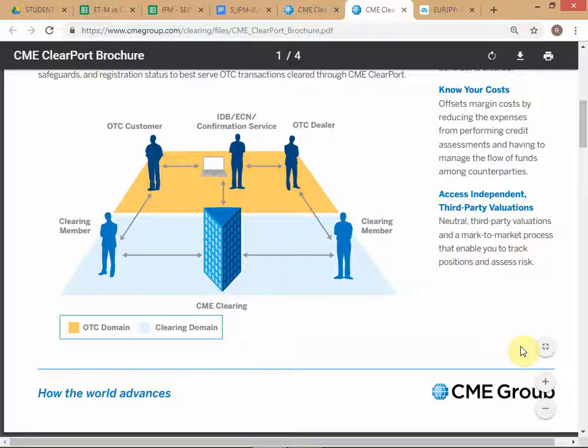What is the role of CME clearing? No, ECN is the electronic communication network. Okay, so that is just a channel for our purposes. You can actually just forget about that IDB ECN part. That's just a middleman that need not always be there in every transaction.